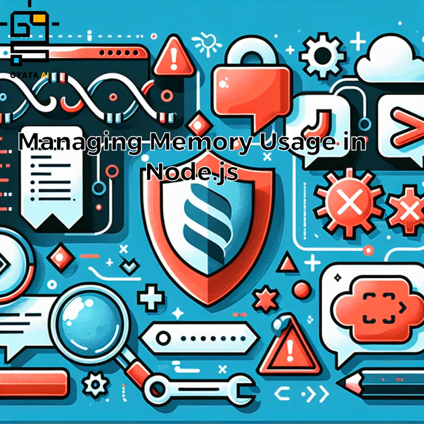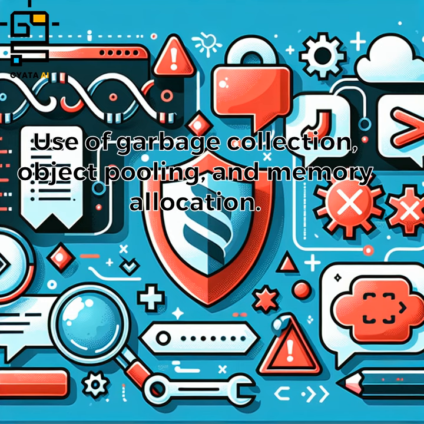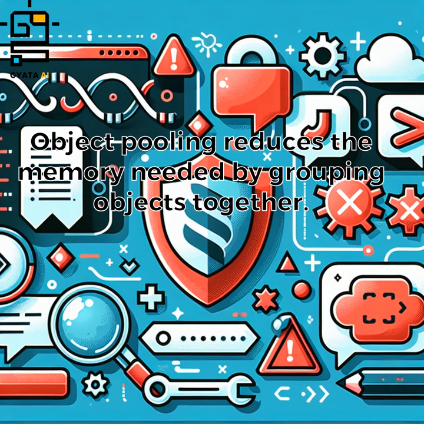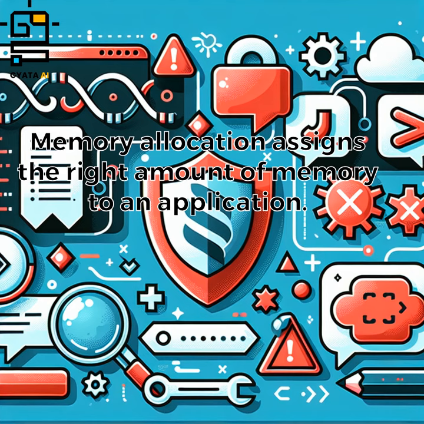Managing memory usage in Node.js: use garbage collection, object pooling, and memory allocation. Garbage collection frees up memory no longer in use. Object pooling reduces the memory needed by grouping objects together. Memory allocation assigns the right amount of memory to an application.